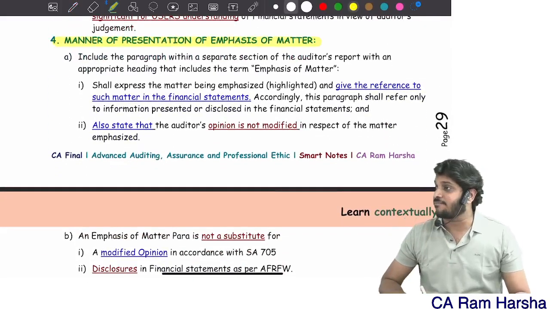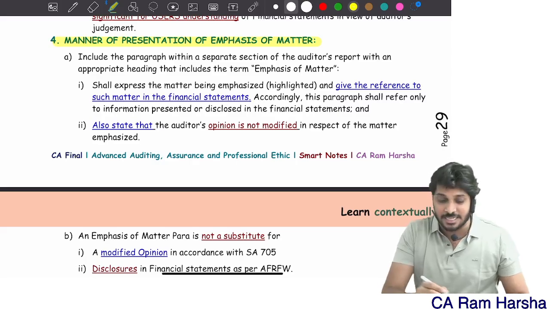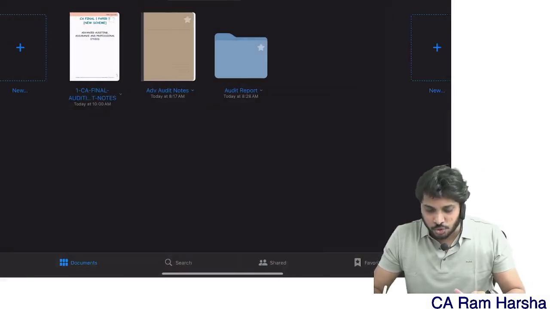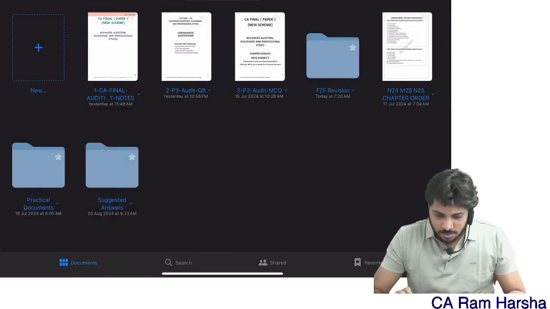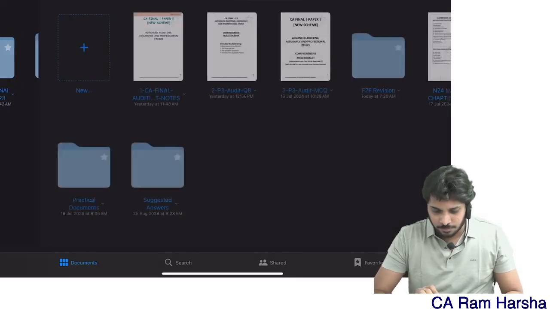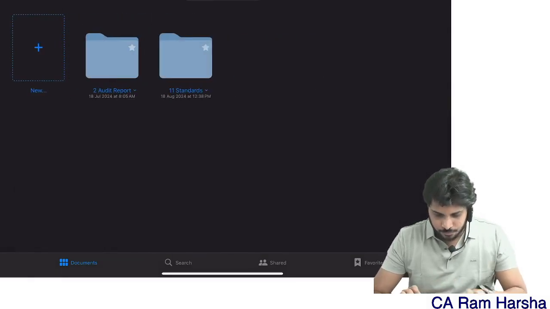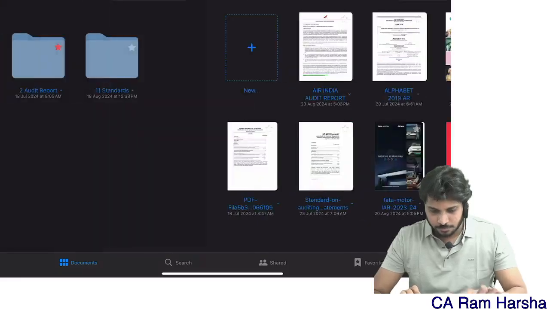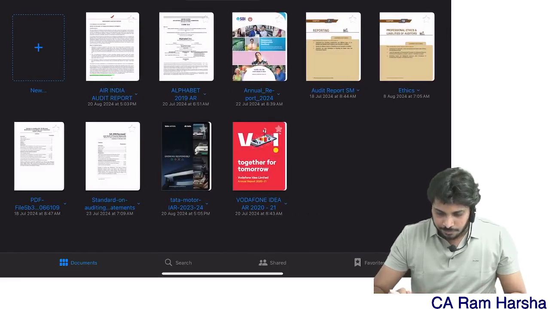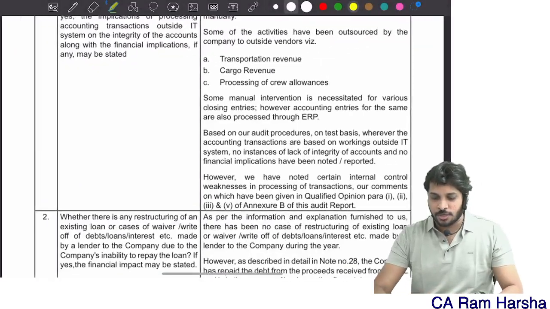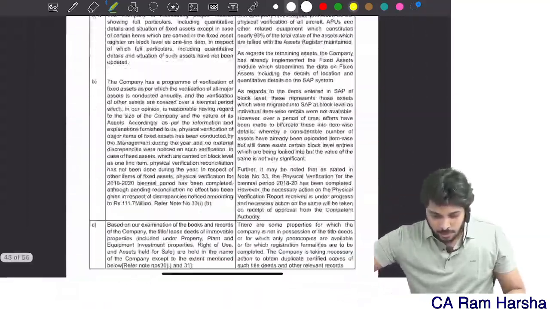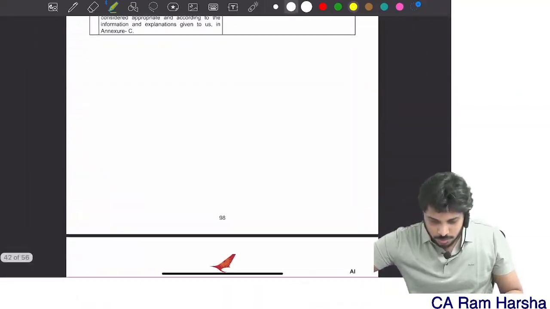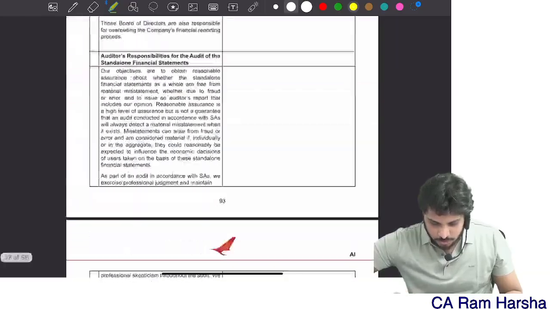How should you present an emphasis of matter paragraph? What is the manner of presentation? For example, I'll just show you this audit report. Just a minute. Here in the audit report, best example. This entirely is the audit report only.